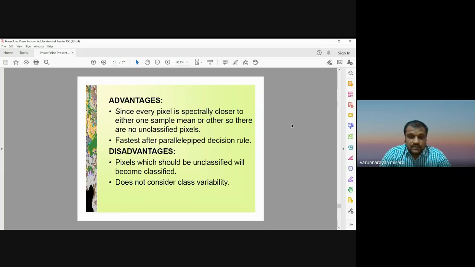The advantage of this method is that every pixel is spectrally closer to one sample mean or another, so there are no unclassified pixels. It is the fastest in comparison to the parallelepiped decision rule. The disadvantage is that pixels which should be unclassified will become classified, and it does not consider class variability.